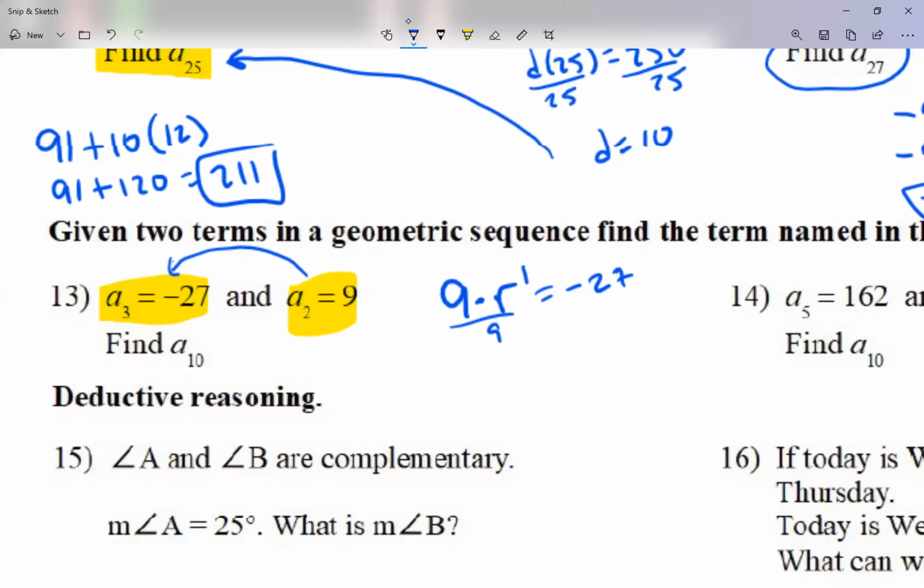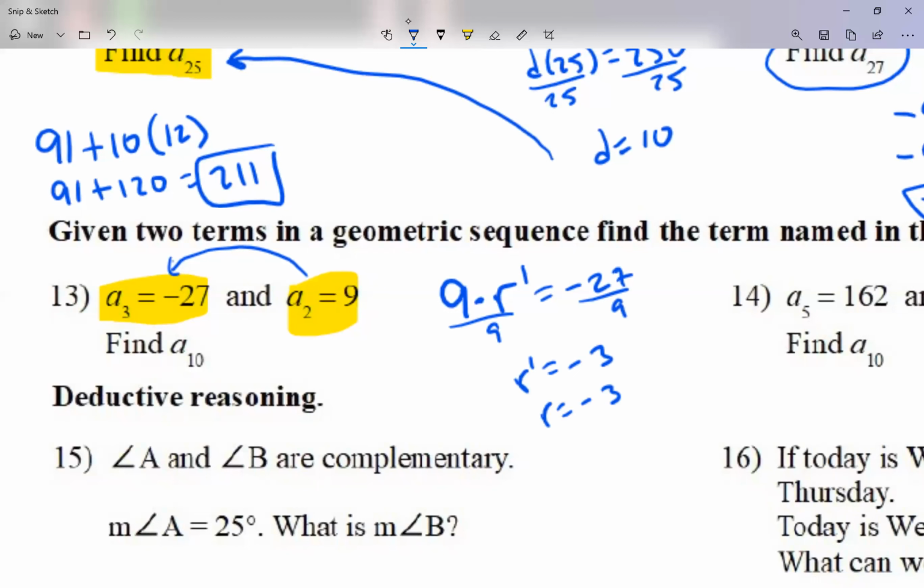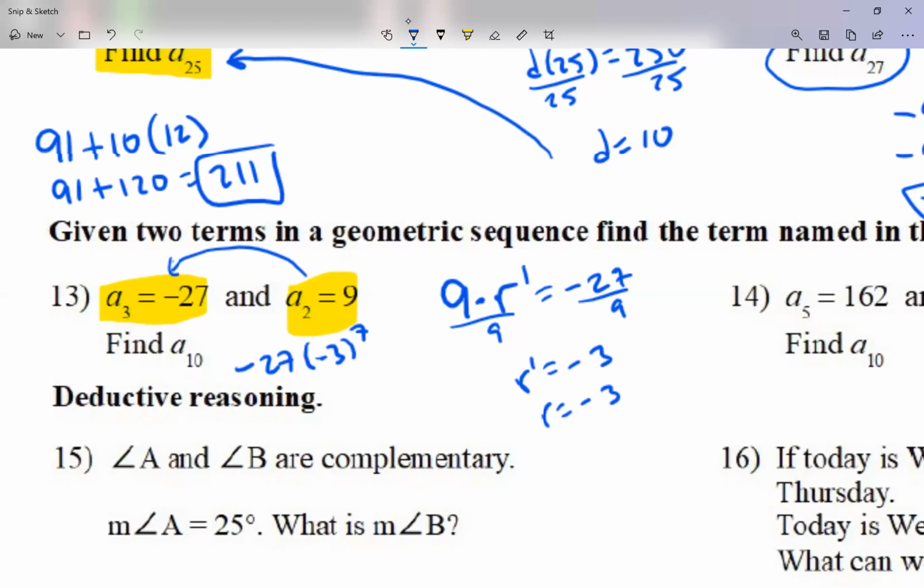All right, let me divide by 9. So I have R to the 1 is equal to negative 3. Isn't that R is equal to negative 3? Okay, now I need to find the 10th number on the list. It doesn't matter if you start from the second number or from the third number. I'm going to start from the third number. Negative 27. And I had to multiply by negative 3, 7 times in this case. Right, from the third number to the 10th number, isn't that 7 times? So negative 3 to the 7th.